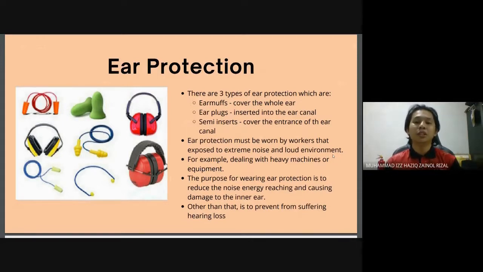So ear protection must be worn by workers that are exposed to extreme noise and loud environments. For example, dealing with heavy machines or equipment, like welding. We must wear ear protection during welding. The purpose of wearing ear protection is to reduce the noise energy reaching and causing damage to the inner ear. Other than that, it is to prevent hearing loss, because the noise is too loud. It can make workers suffer from hearing loss.